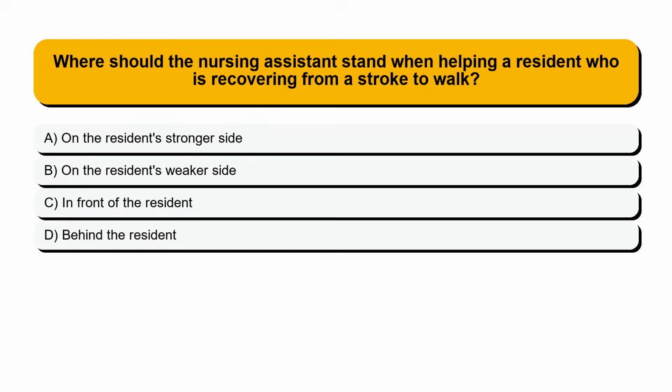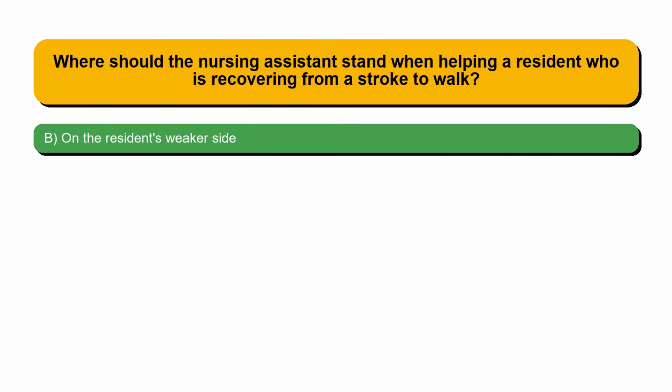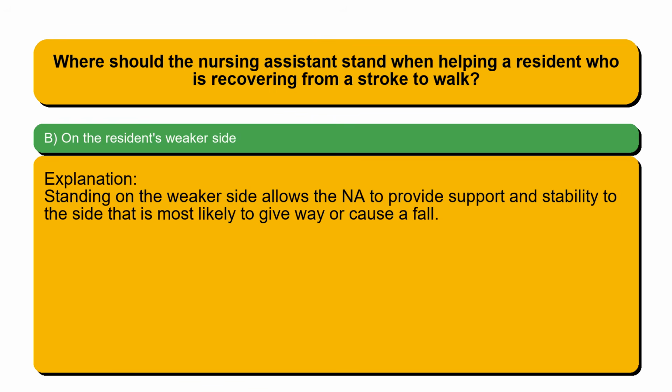Question 51. Where should the nursing assistant stand when helping a resident who is recovering from a stroke to walk? Option A. On the resident's stronger side. Option B. On the resident's weaker side. Option C. In front of the resident. Option D. Behind the resident. The correct answer is option B. On the resident's weaker side. Standing on the weaker side allows the NA to provide support and stability to the side that is most likely to give way or cause a fall.